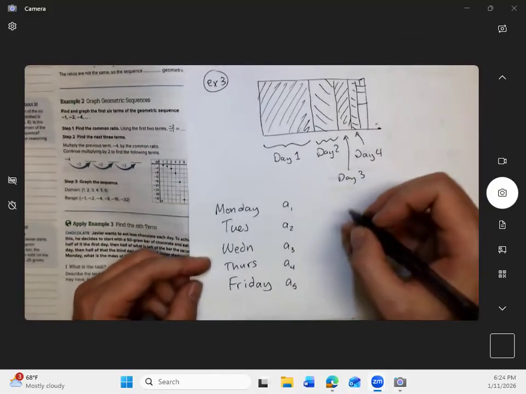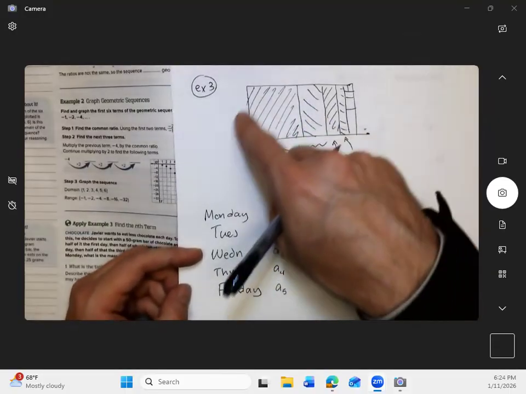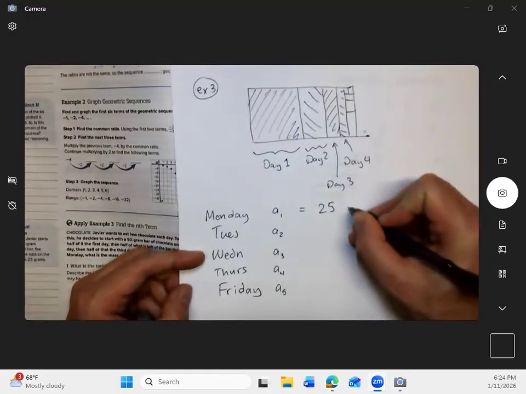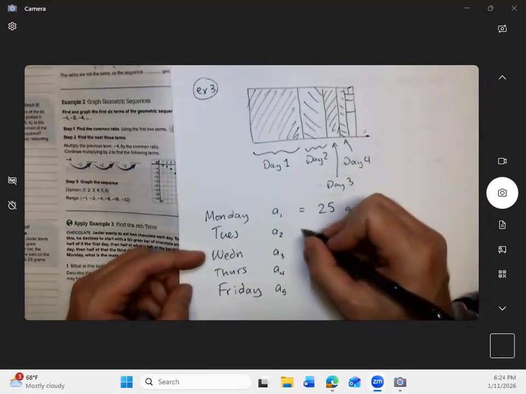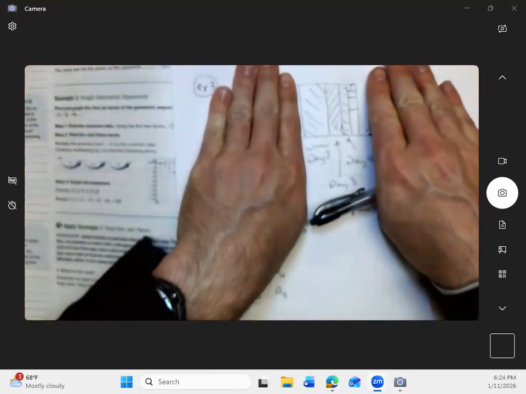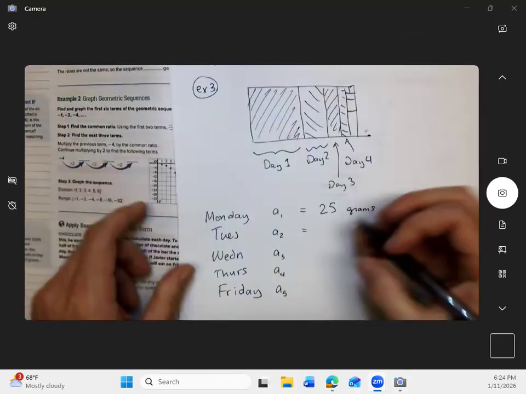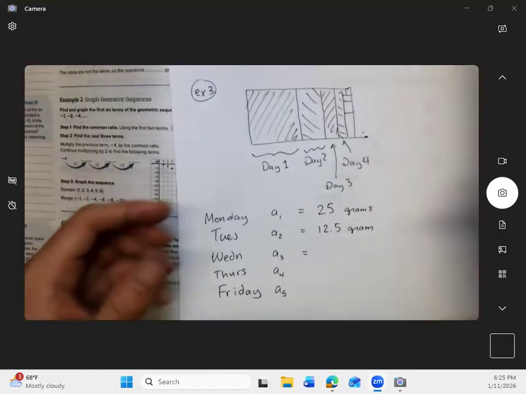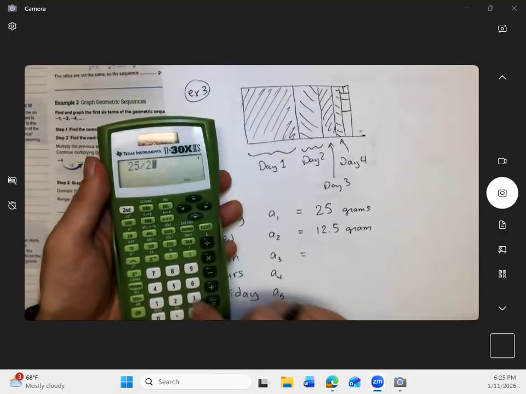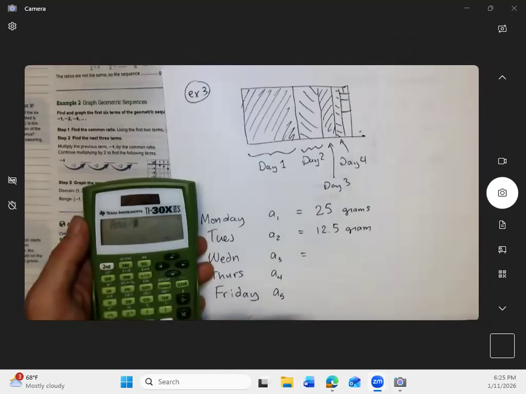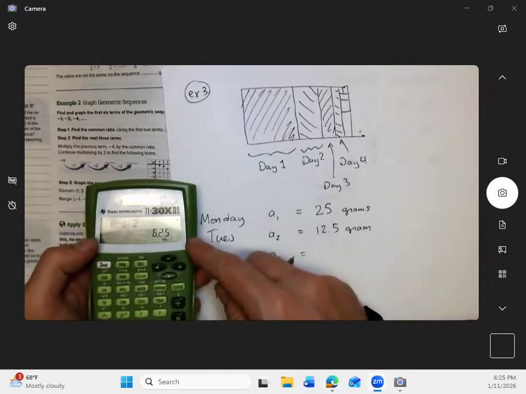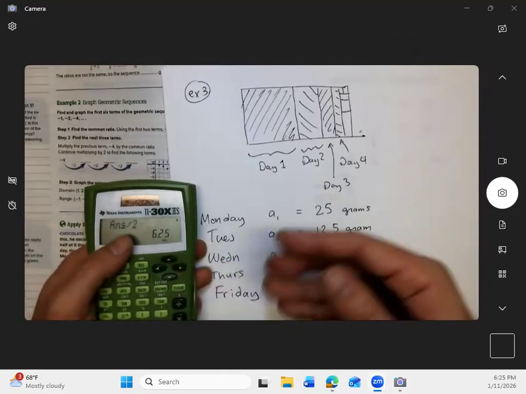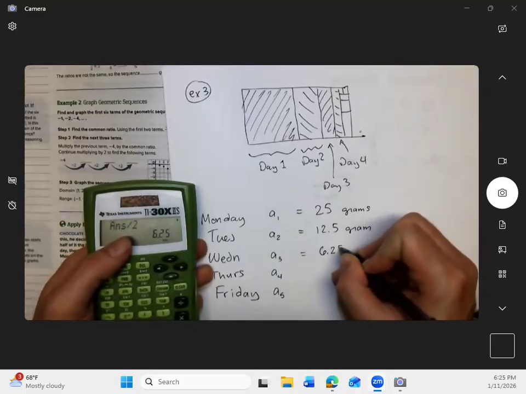Well, A1 looks like he ate half of the 50-gram bar. The whole thing's 50 grams. He ate half of it. That would have to be 25 grams. And then the second day, he has the 25 grams remaining, and he eats half of that. That's 12.5 grams. Next day, he eats half of that. Here's the calculator. So 25 divided by 2, of course, is 12.5. Then all I have to do is hit divide by 2. The calculator is already thinking sort of recursively. Every time I hit enter from now on, it's just going to take the previous answer and divide by 2. So 6.25 grams.